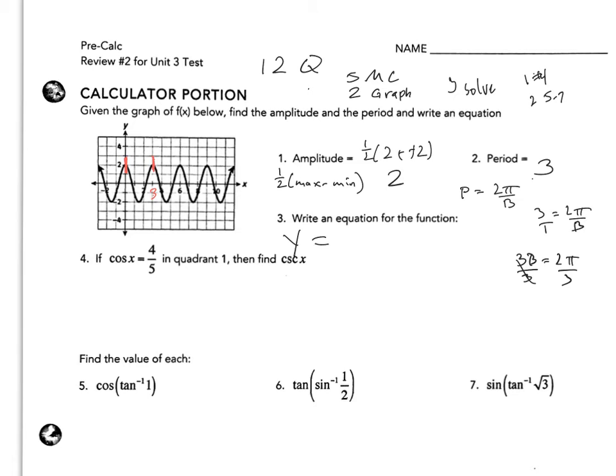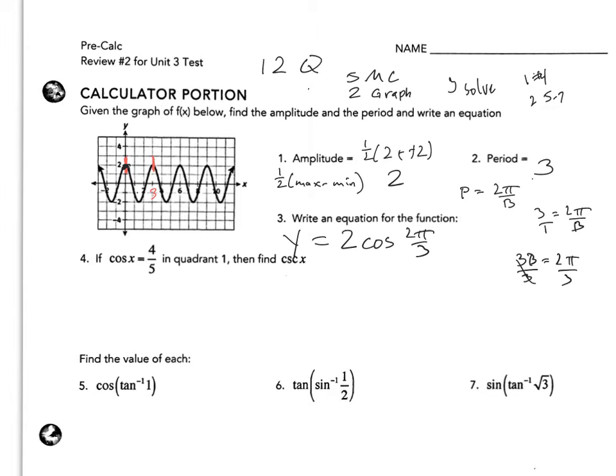I'm going to go with cosine on this because it looks just like cosine. It starts high right on that axis, and it goes all the way down, so that's definitely cosine. It's not even flipped over. So the amplitude is 2. I'm going with cosine. The next thing is b, 2 pi over 3. And it's not moved up or down at all. So that's it. That's the whole equation.